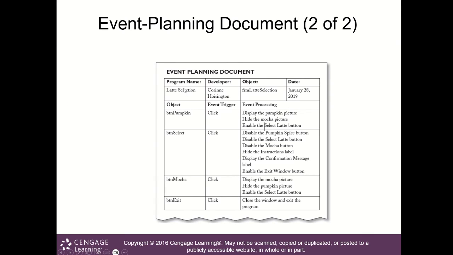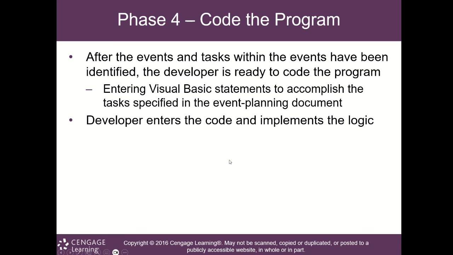So the event processing documentation should be like that. You have to write the program name, then the name of the associated developer, you write the object name, and then you give the date. Then you list the events and where it is happening. After the events and tasks within the events have been identified, the developer is ready to code the program, entering Visual Basic statements to accomplish the tasks specified in the event planning document. The developer enters the code and implements the logic.